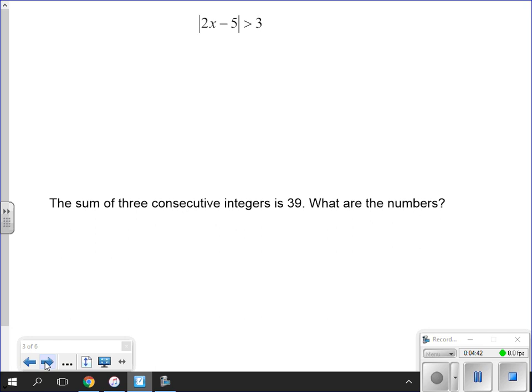Okay, next one. Solve this absolute value inequality. Remember, when you have an absolute value, you split it into 2 problems. |2x minus 5| is greater than 3. The first problem just removes the absolute value bars. Nothing else changes. The other one: the inside does not change. The inside never changes. I changed the 3 to -3, and because I changed the sign, I flipped my inequality. Notice, I flipped my inequality.